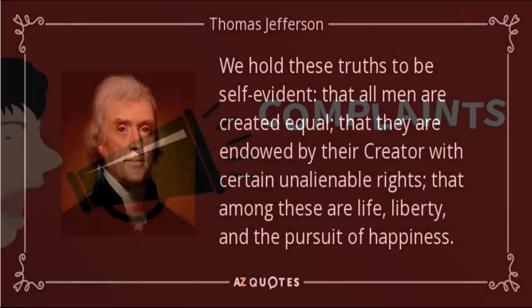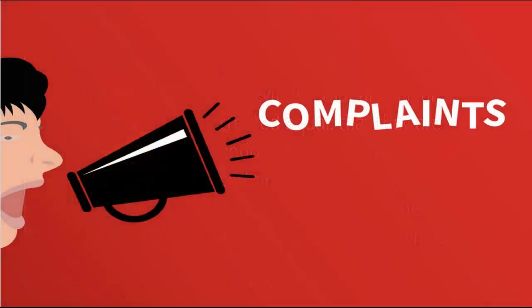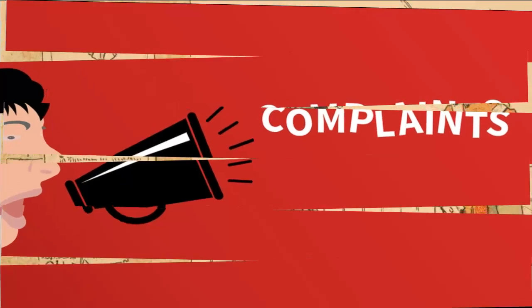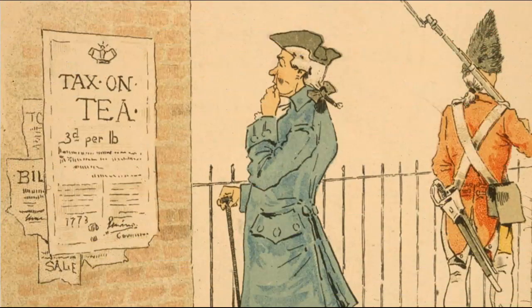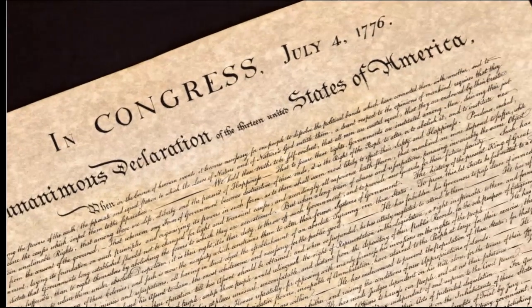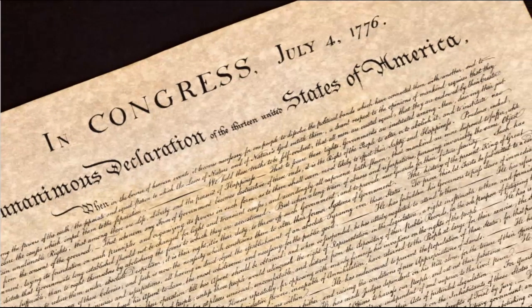The grievances is a list of grievances or complaints that the colonists had. They included imposing taxes without our consent and quartering large bodies of troops among us. The final part is the declaration. This is where we officially declare our independence from England and the king.